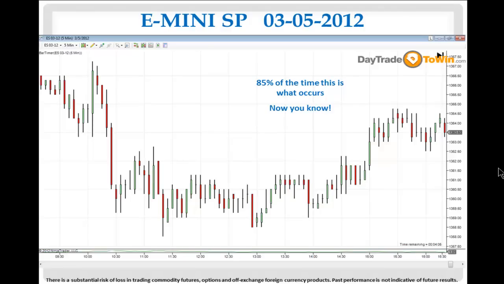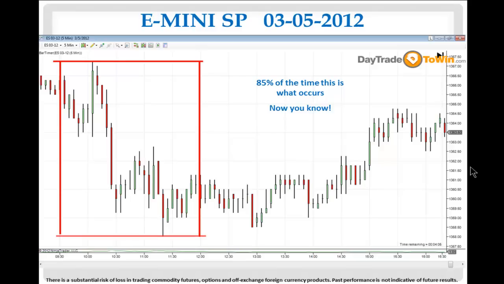Now let's take a look at something a little bit more recent. This is what happens 85% of the time. March 5th, 2012, a plain old trading day, nothing special about it. Here's the range of A. You know what happened in B? Nothing. The B part of the day, which is from 12 to 14:30, was completely engulfed or stayed within the range of A. Therefore, I knew that the day that we're looking at is not going to be a trending day.